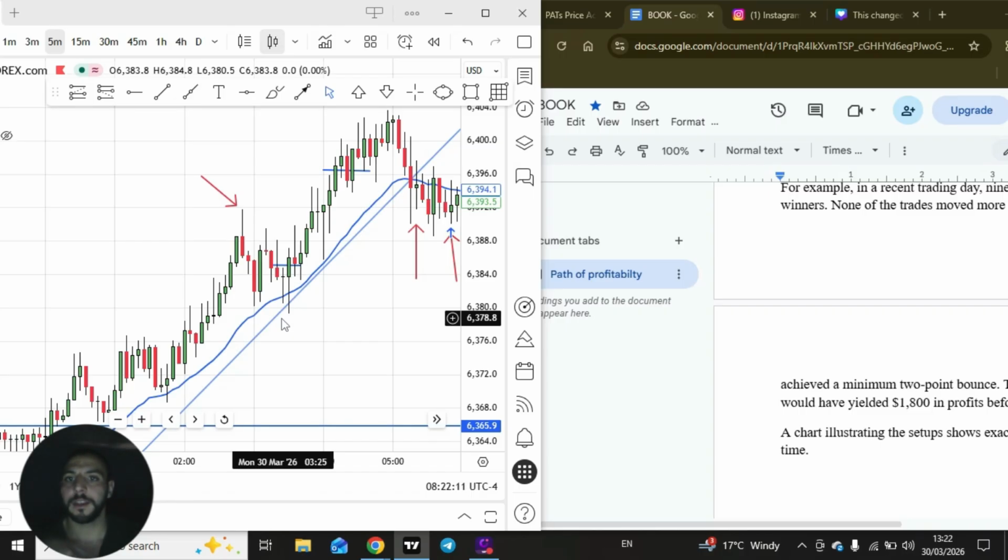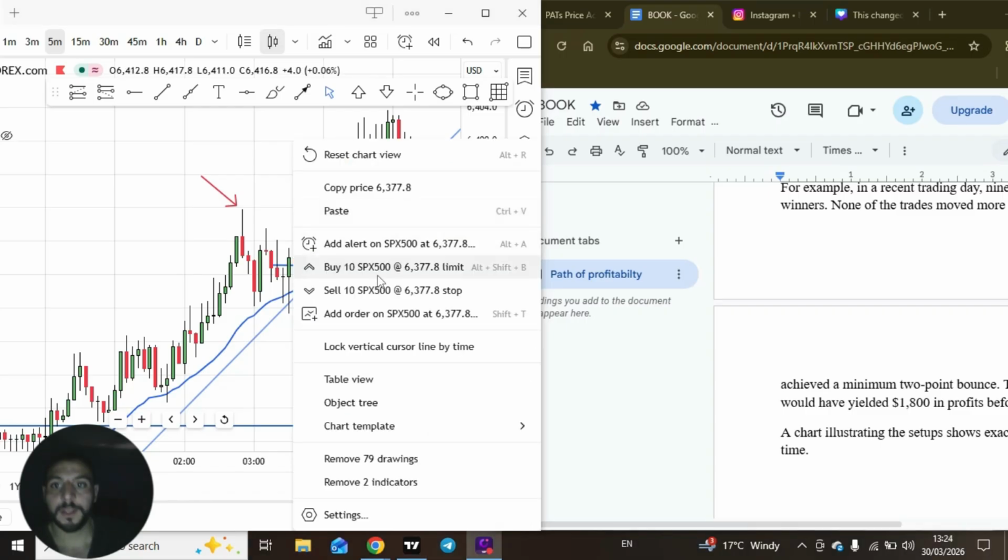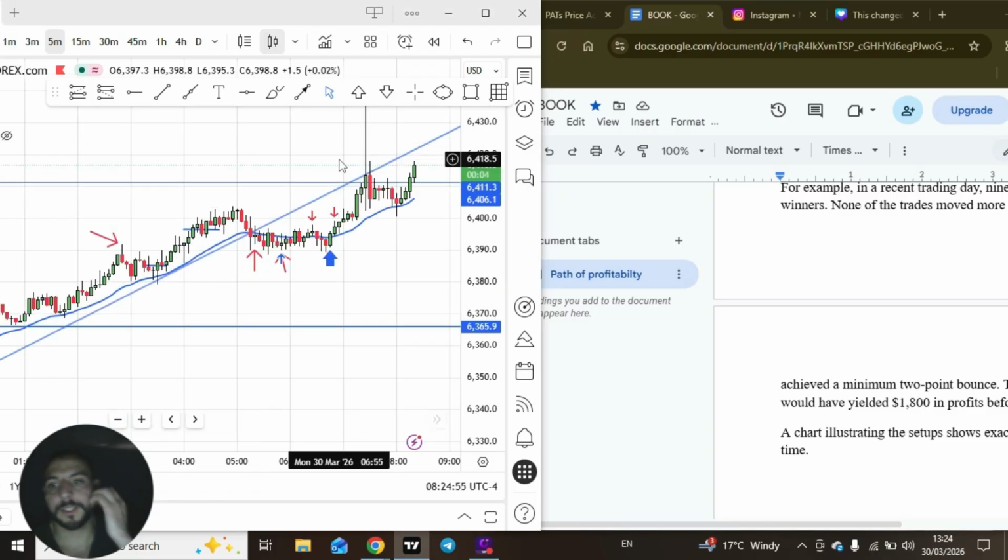And that's it. Wait for price to break out and pull back. Wait for price to touch the EMA and give you a good signal bar. Touch the trend line, and that's it. So that was the whole video.